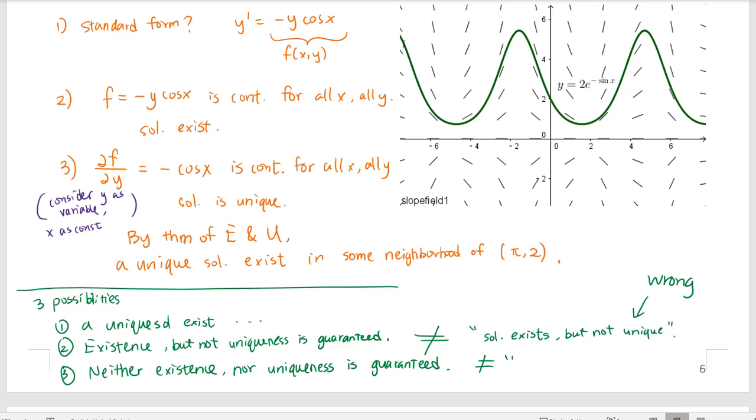Also, this does not equal saying that the solution doesn't exist. We just say we cannot guarantee existence, but the solutions might exist or might not exist. We don't know. We can't guarantee. But you cannot say the solution does not exist. So these are wrong. Be careful.